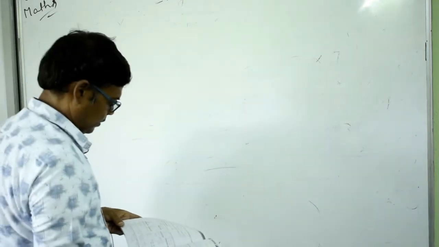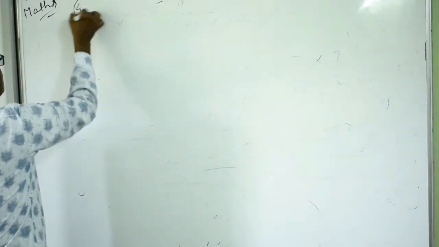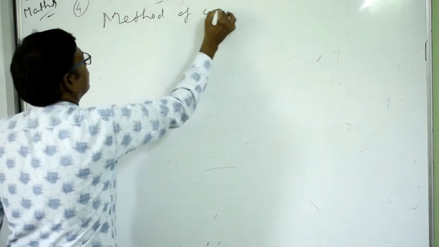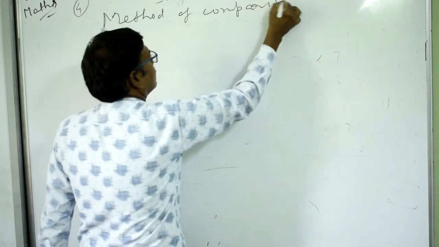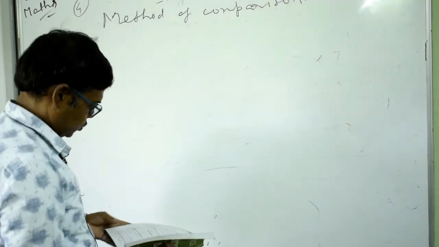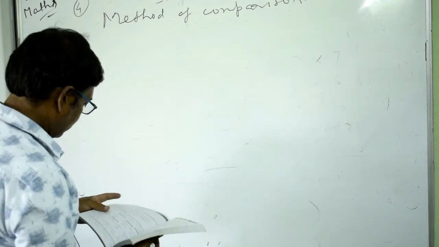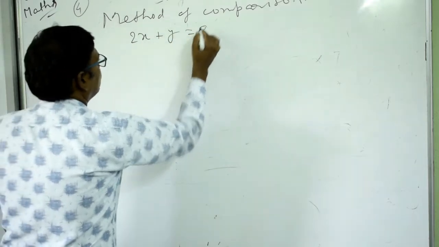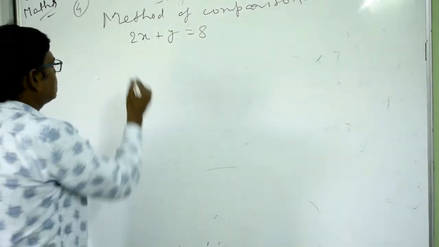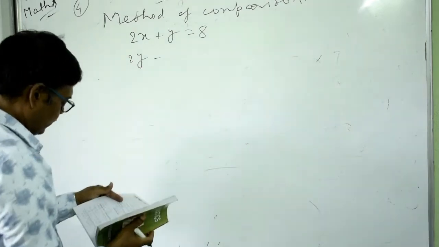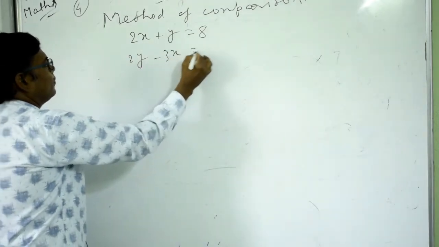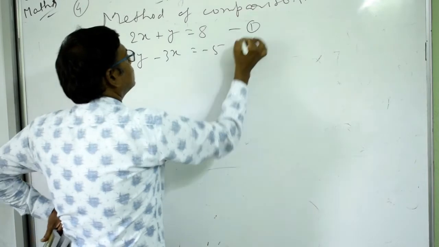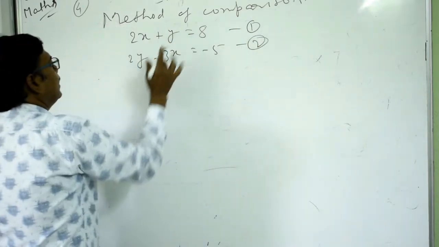So take the example of the method of comparison, that is question number 4. Method of comparison. So here solve for question number 1. 2x plus y equal to 8 and 2y minus 3x equal to minus 5. Here rearrange the given equation or just leave it. This is number 1, this is number 2.